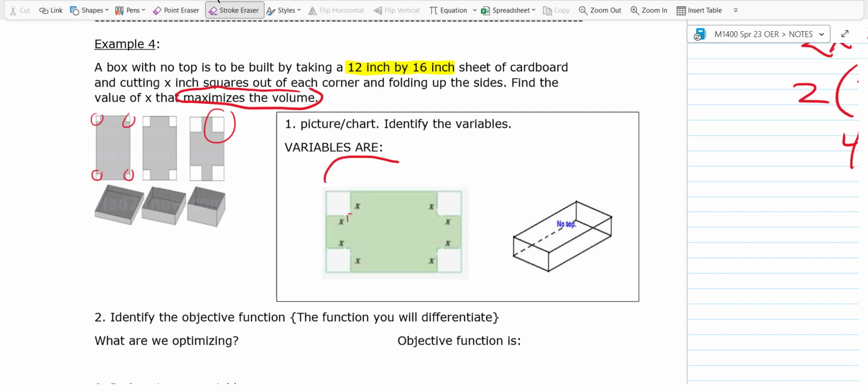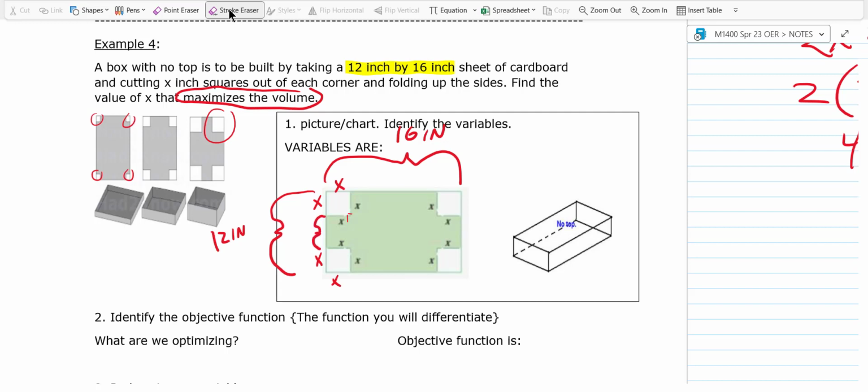This side right here, according to the problem, started off 16 inches, so you want to label that like that. And then this other side right here started off 12 inches. So just to get a good picture of how this goes, what you're doing is you're chopping off these x's. On each of these dimensions, you're going to get this new dimension right here.